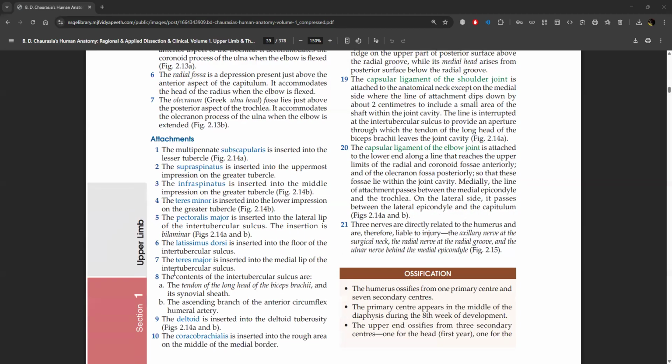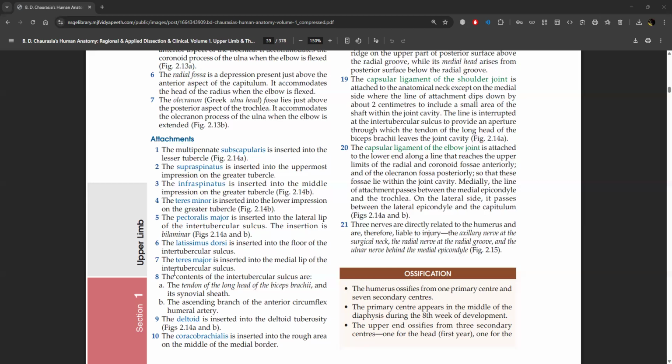Figure 2.13b. Attachments. Number 1. The multipennate subscapularis is inserted into the lesser tubercle. Number 2. The supraspinatus is inserted into the uppermost impression on the greater tubercle. Number 3. The infraspinatus is inserted into the middle impression on the greater tubercle. Number 4. The teres minor is inserted into the lower impression on the greater tubercle.